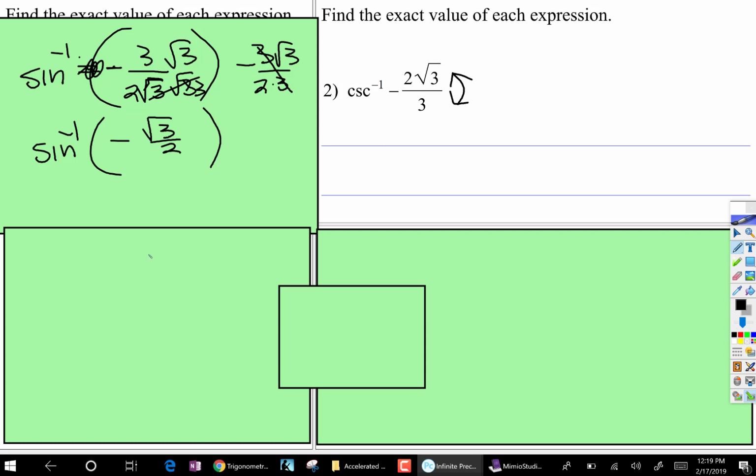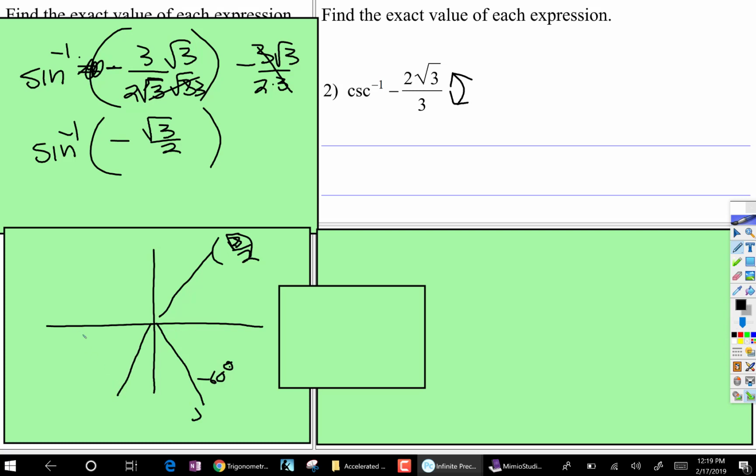And again, if you look at the unit circle, sine is √3 over 2 up here at 60 degrees. It's negative down here at -60 degrees. Well, -60 degrees happens to be 300 degrees. And it's also negative right there. Well, 180 plus 60 is 240. Okay, so you could rewrite this.